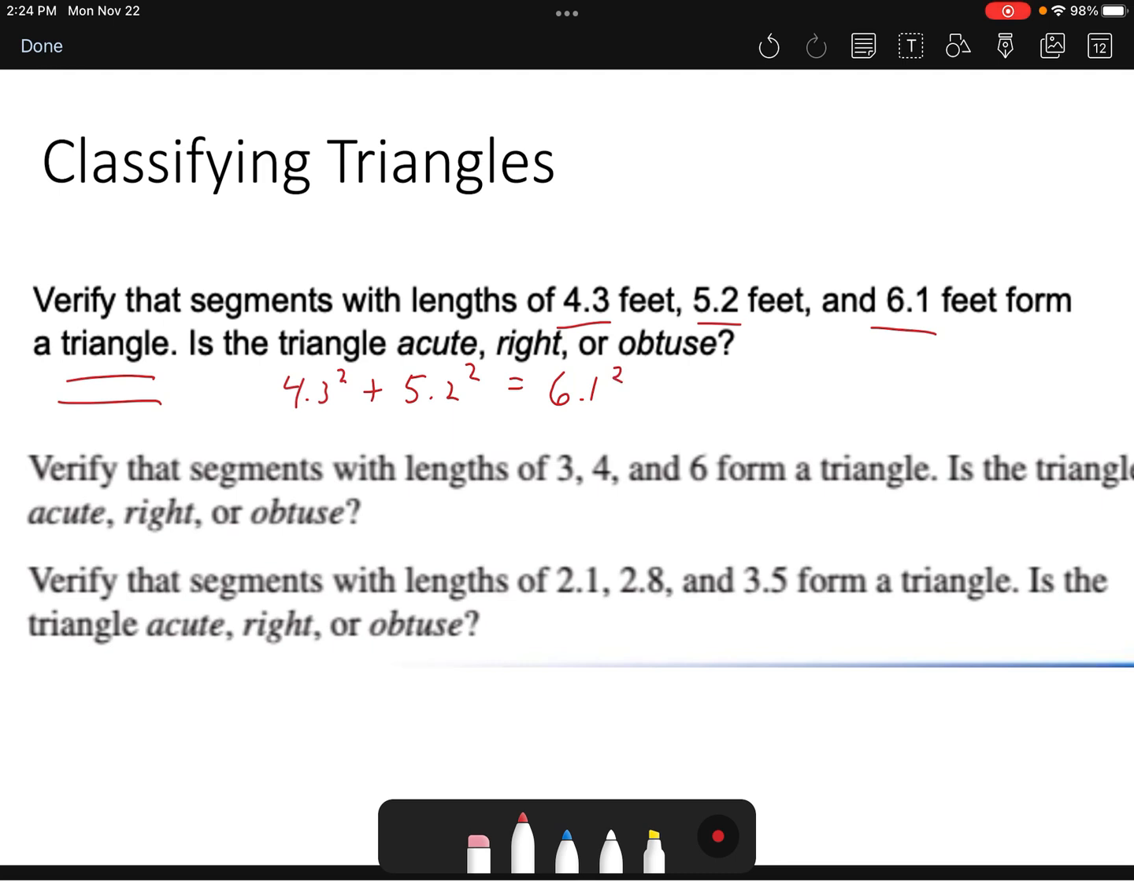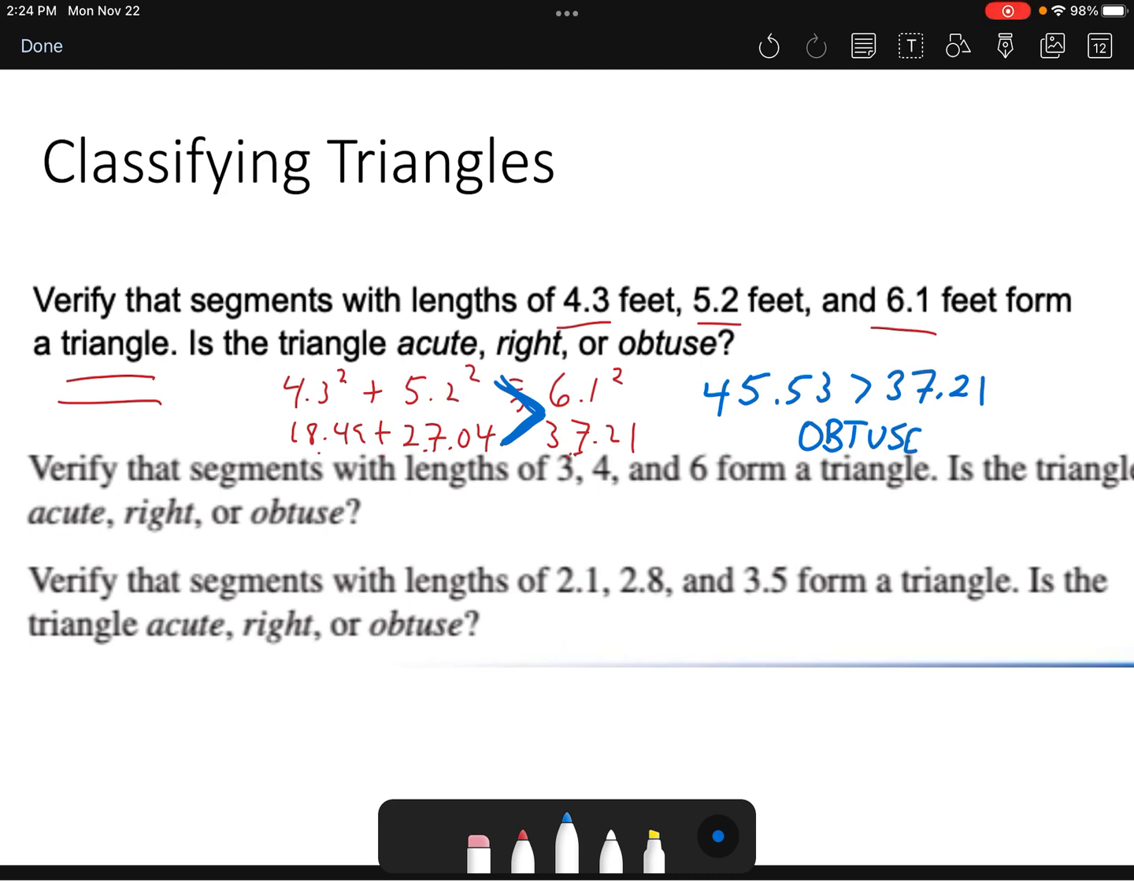We want to know, is that true? Is it equal? So 4.3 squared is 18.49. 5.2 squared is 27.04. And 6.1 squared is 37.21. But I know already that 27 plus 18 is 45. That's bigger than 37. So this symbol is going to be greater than the hypotenuse squared. It's 45.53, and that's greater than 37.21. Since it's greater, it's obtuse. So this triangle is an obtuse triangle.